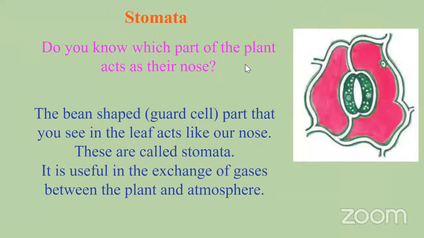Okay. Do you know which part of the plant acts as their nose? Like our nose, in plants also one part is there. Yeah, stomata. Very good, very good. Stomata. The bean-shaped guard cells. See here, these two green ones are guard cells. Guard cells protect that small pore. The bean-shaped guard cells that you see in the leaf act like our nose.